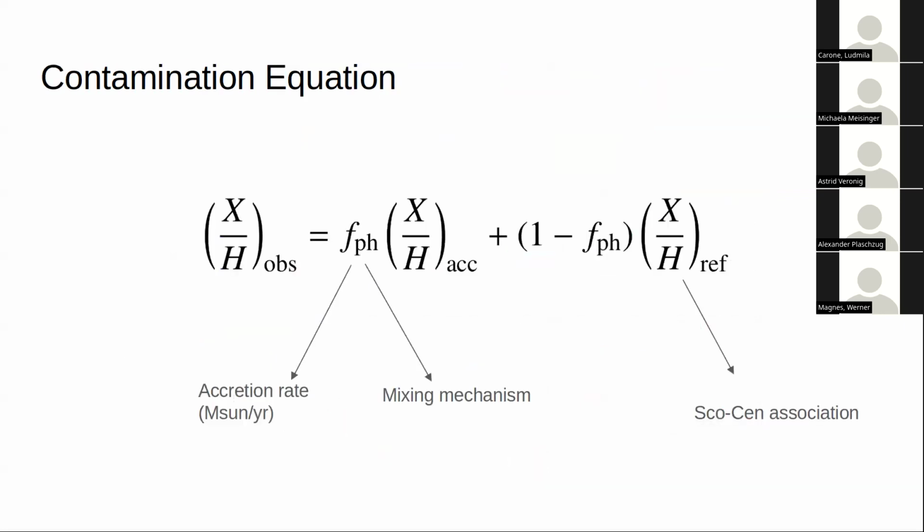So I will come back to this equation again because it's important. Because when you look at the accretion rates for stars with protoplanetary disks, they're quite high. But when you look at debris disks, the accretion rate is quite low. If the accretion rate is low, your FPH is low. So you would expect that these stars have the abundance that we measured to be the abundance of the star itself without any accretion. But we still see the refractory depletion. So we wanted to know why that happens.